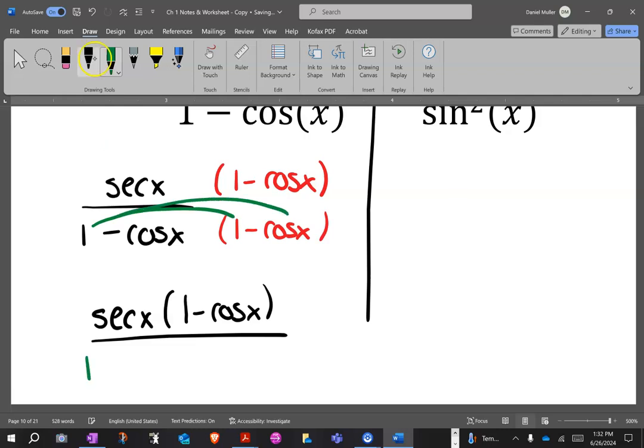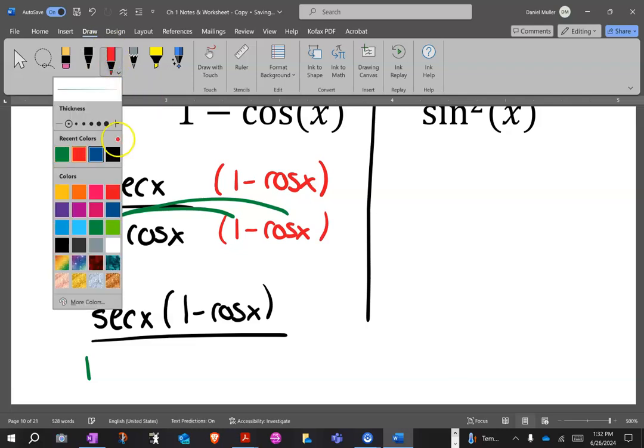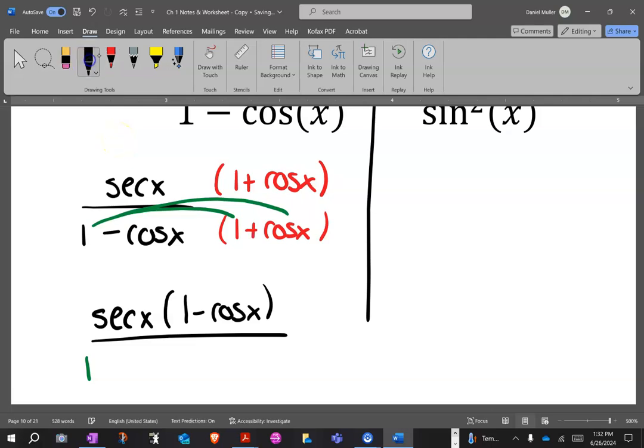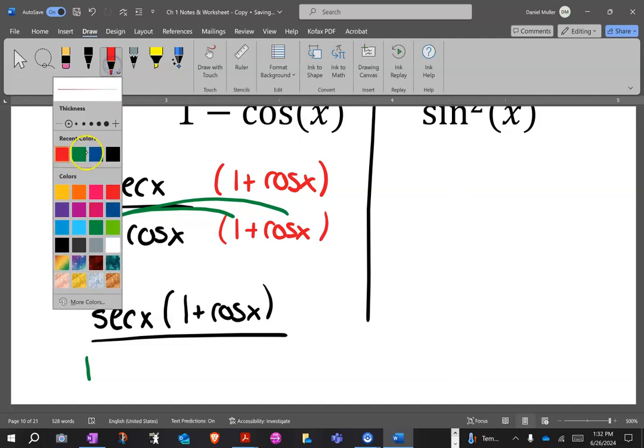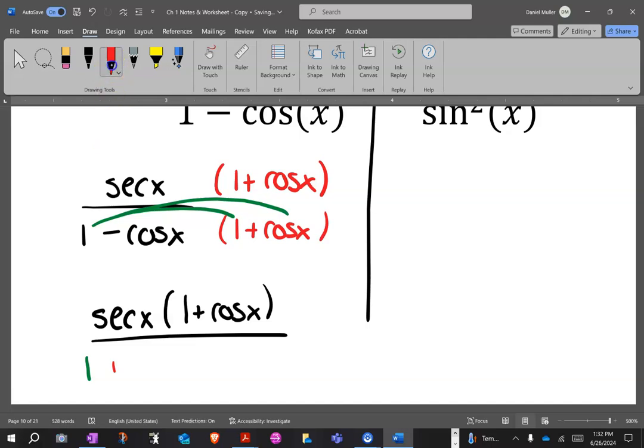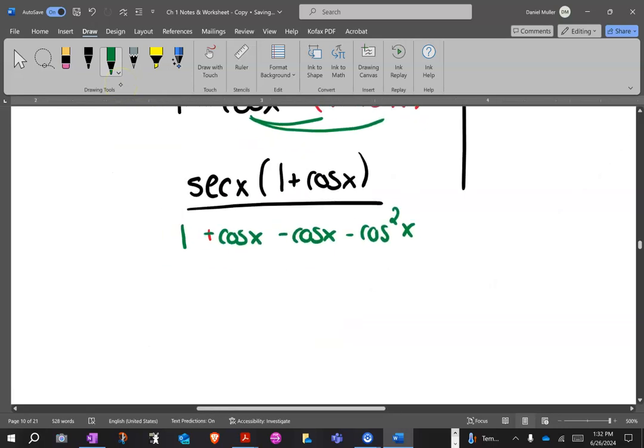Oh, it needs to be a plus. My bad. So I'm going to make this a plus. I don't know why I didn't do that, but this is a plus and a plus, which means this is a plus. And then I'm going to get a 1 plus cos x, and then a minus cos x. So 1 plus cos x minus cos x minus cos squared of x. And then those coses can cancel out.